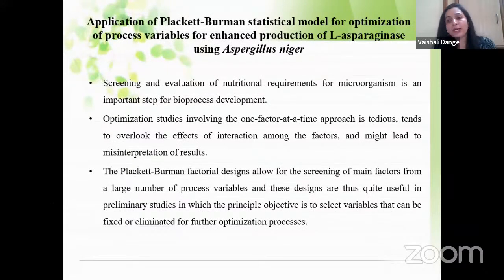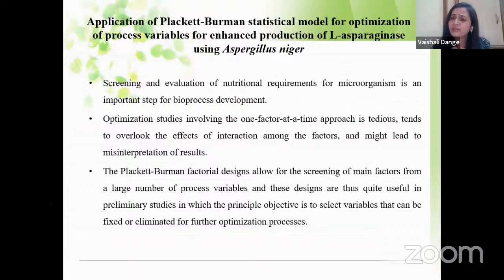After the production, after getting the optimum cultural conditions, I applied a statistical technique. In that, the Plackett-Burman design is the tool that I applied for the optimization of the different process variables for enhancement of the L-asparaginase production. Basically, we could do it manually, but manually takes time.